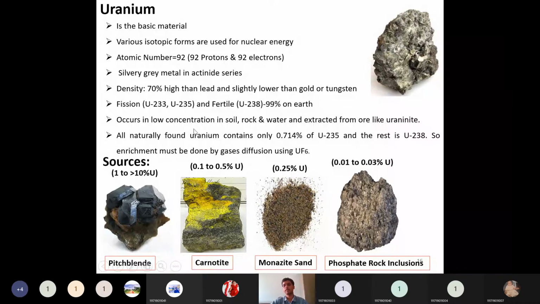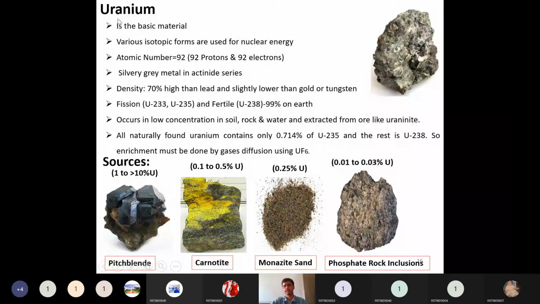Then all naturally found uranium contains only 0.714%, which means divided by 100. That much fraction is found as a fission fuel, and the rest of the fuel is fertile fuel, U238 grade. So enrichment must be done by gaseous diffusion using UF6, uranium hexafluoride. So these are the various facts of uranium.